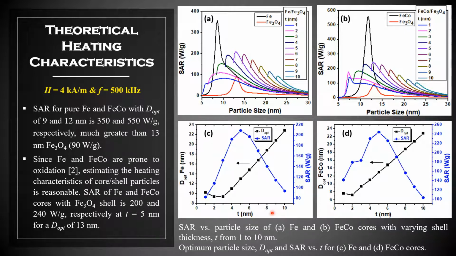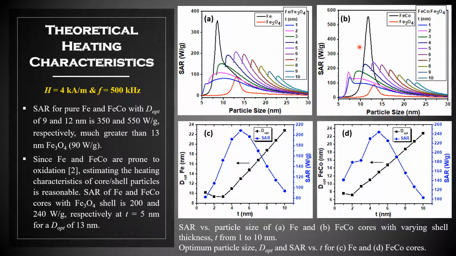SAR for pure Fe with a d-opt of 9 nanometer is 350 watt per gram, which far exceeds the value of 90 watt per gram corresponding to Fe3O4. Although the SAR of oxidized Fe reduces drastically about 3 to 4 times, it still exceeds the value of Fe3O4, which is promising for future applications. Similar behavior is observed with iron cobalt as well.